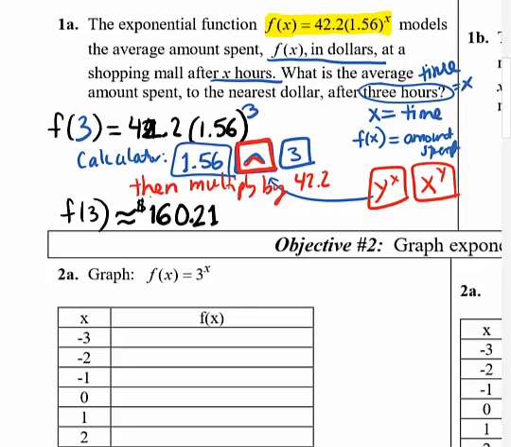That's interesting. So if you spend 3 hours at a mall, you're probably going to spend about $160. I don't know about that. Man, that kind of makes me think I'm really cheap.